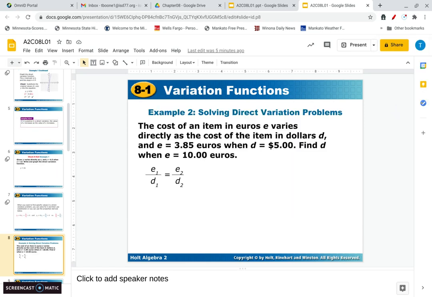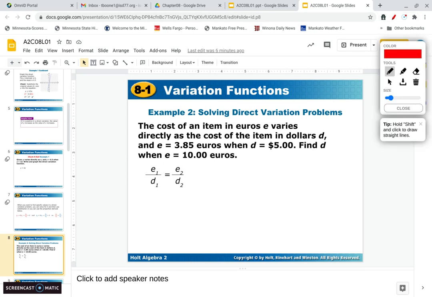The cost of an item in euros varies directly as the cost in dollars. As the cost goes up for euros, so it does for dollars, so it's direct. 3.85 euros is the equivalent of $5. Find the dollars when you have 10 euros. It's direct variation, so you can set up the proportions and cross multiply: 3.85 euros is to $5 as 10 euros is to D dollars.